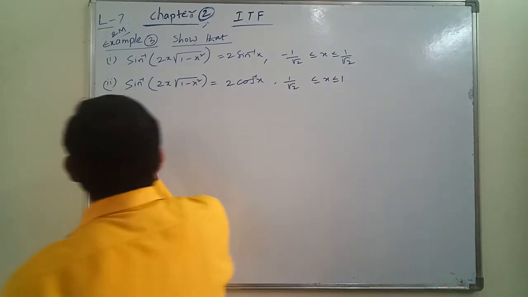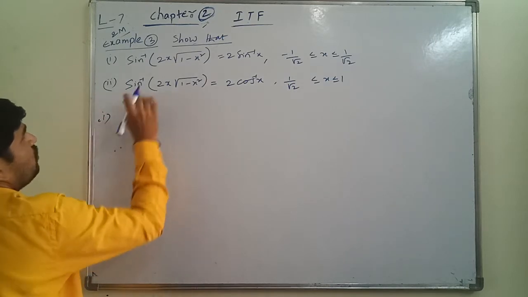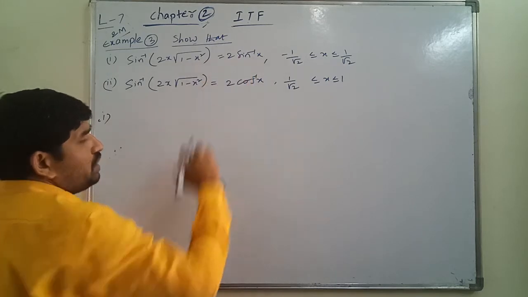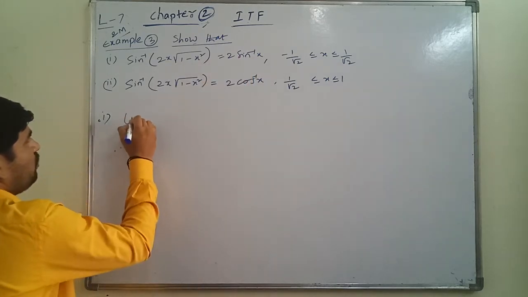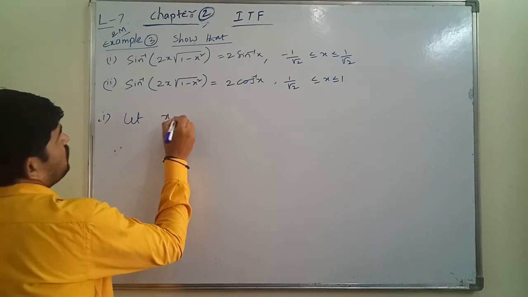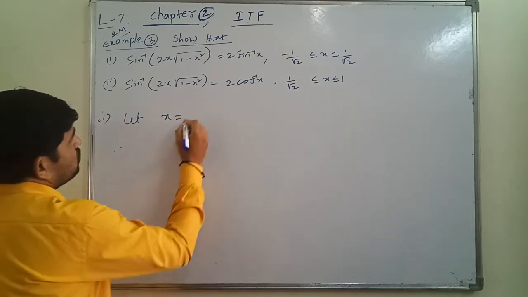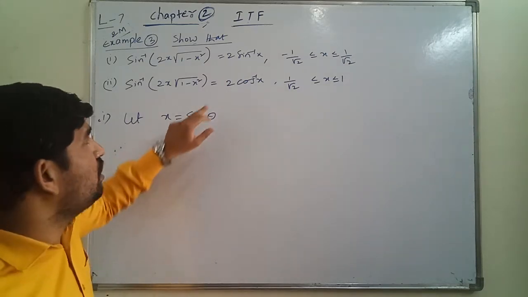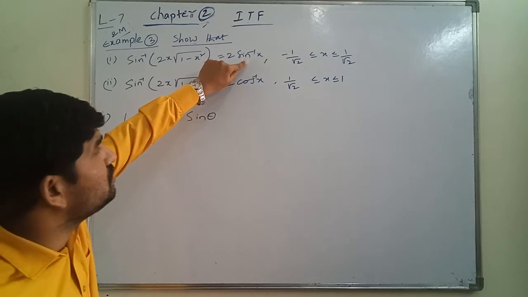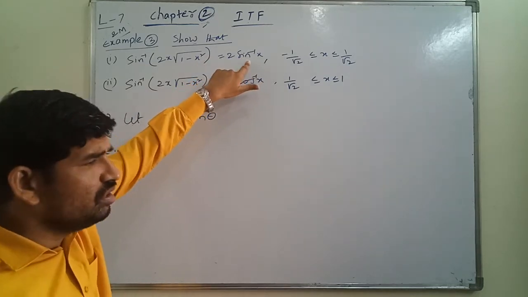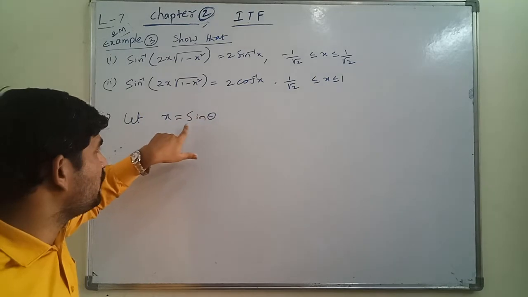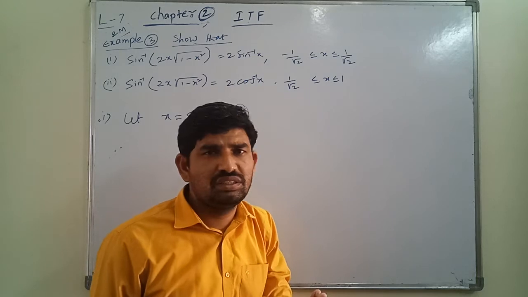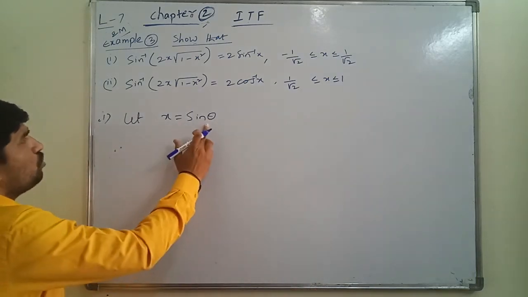Here bit number 2 has sine inverse of 2x into root of 1 minus x square, and we have to show that it is equal to 2 into sine inverse x. So let x be equal to sine theta. You have to observe the right hand side part also. The right hand side has sine inverse, that's why I am taking x equal to sine theta. If the right hand side had cos inverse, then I would take cos theta.